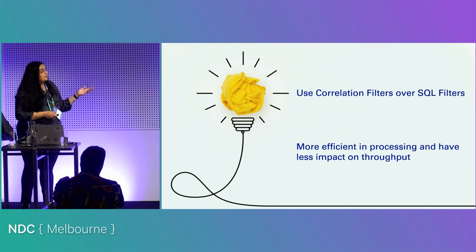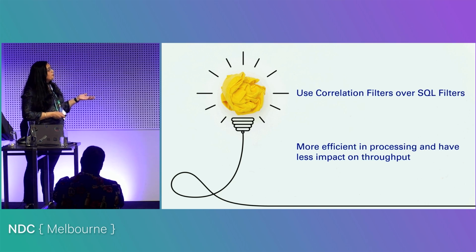Use correlation filters over SQL filters because they are much more performant and have less impact on the throughput as well.